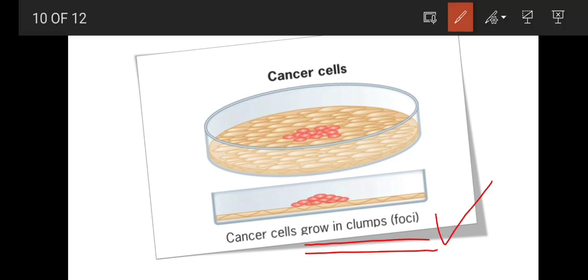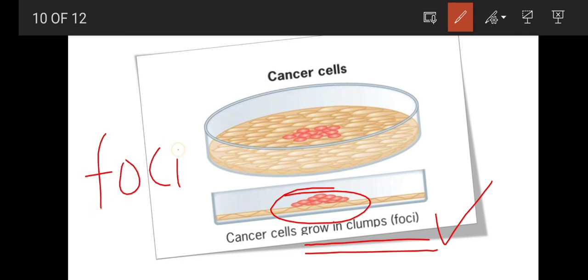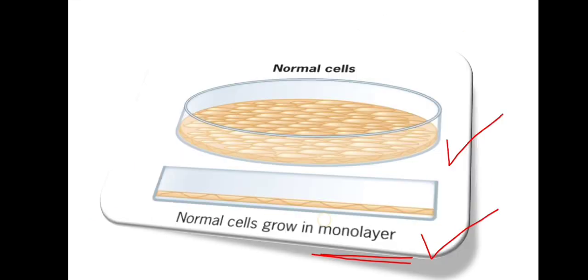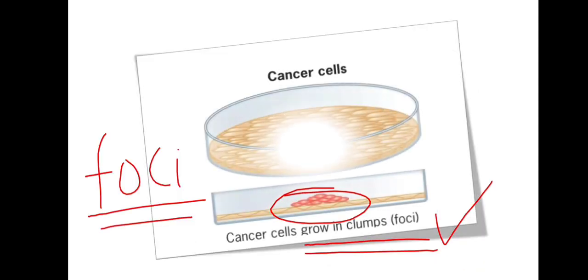These are the multi-layered clumps, which we call the foci. So layered clumps are the foci. In this way we can differentiate the growth of the normal cells from the growth of the cancerous cells. Now we will see the microscopic image of the cells.